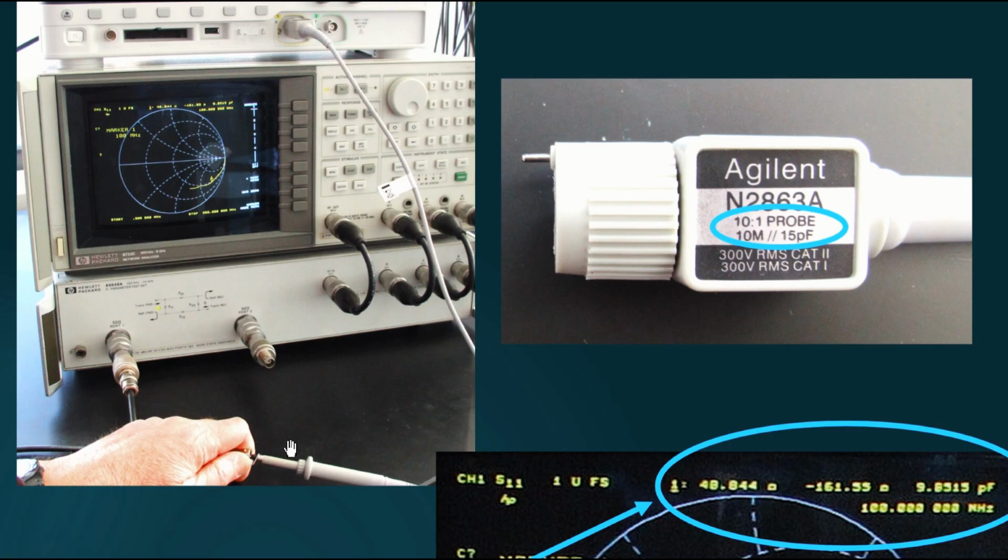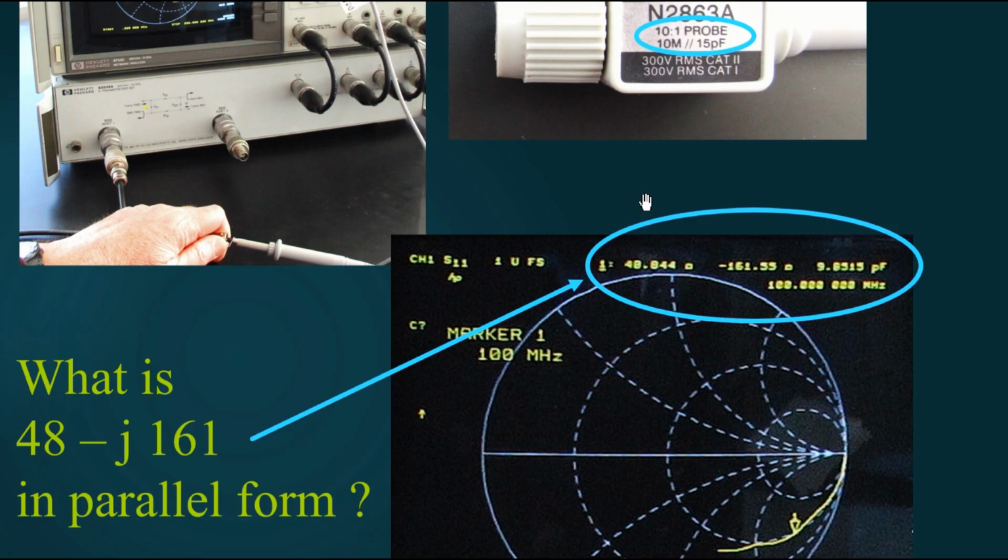That's important. And you can see the probe is plugged into an Agilent scope up here, a fairly modern oscilloscope. Looking at the probe connector body, it says 10 megohms in parallel with 15 picofarads. Is it that? Well, I'm quite certain that's what it is at low frequencies, like at audio. But at radio frequencies, in particular 100 megahertz, where we're measuring, it's 48 minus j161 ohms. The 161 ohms, as we said before, translates to about 9.8 picofarads or so. But what is 48 minus j161? What does that translate to in a parallel form, such as shown on the scope probe?